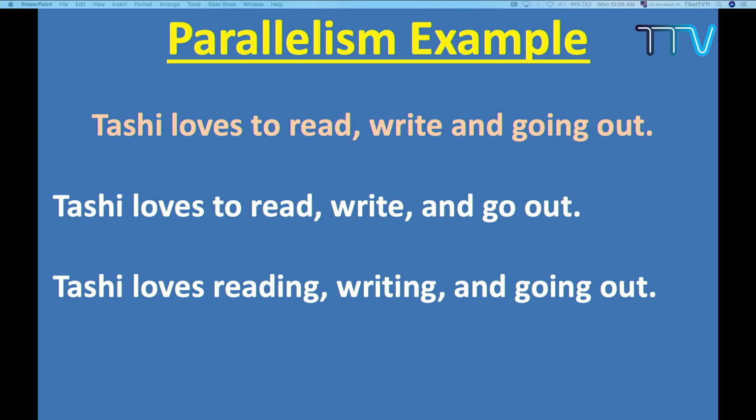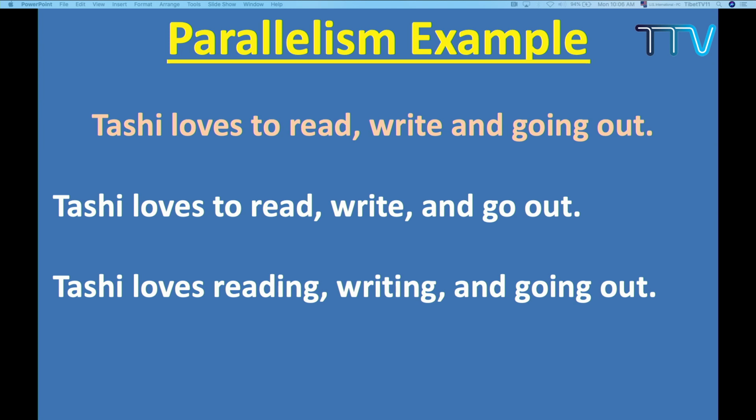So how do we change that? Either you go with the ing form or you continue with the infinitive. For example, Tashi loves to eat, write, and go out. Now you see all the forms are the same in one sentence. Or Tashi loves reading, writing, and going out. I'm sure you have made such a mistake. I also make such mistakes. So we have to be very careful. Okay?